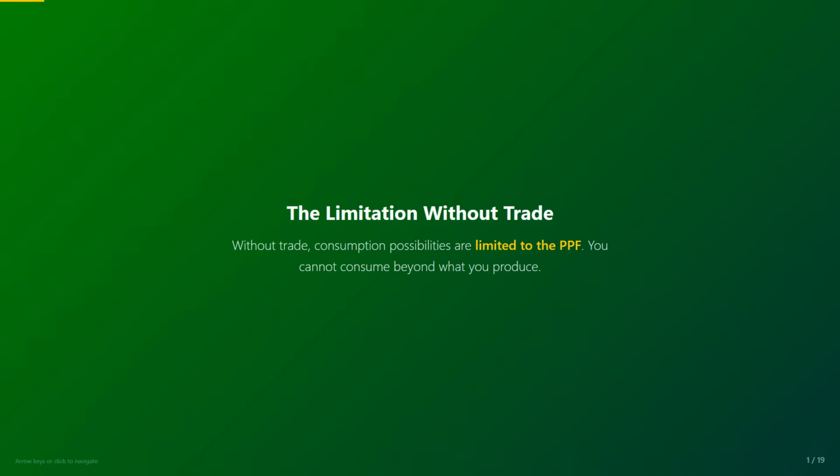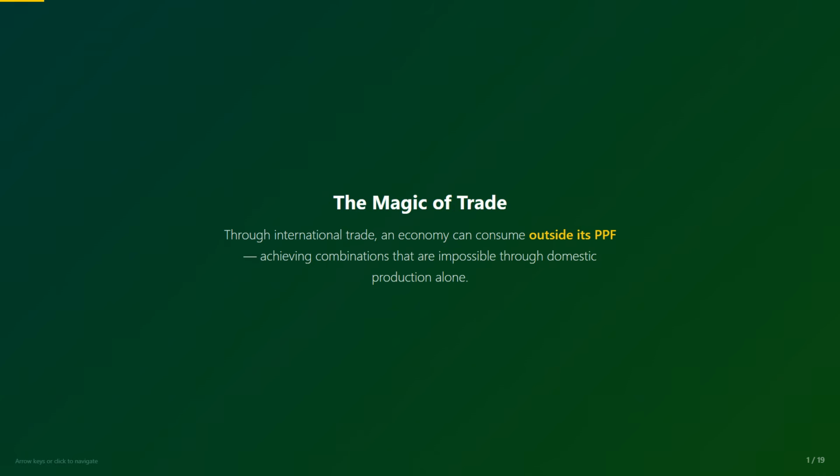Here's the key point, the PPF describes production possibilities. As long as there's no trade, consumption possibilities are limited to the PPF, you cannot consume outside of it. But what we'll see in the next part is that through international trade, it's possible to consume beyond the PPF. And that's the magic of international trade.